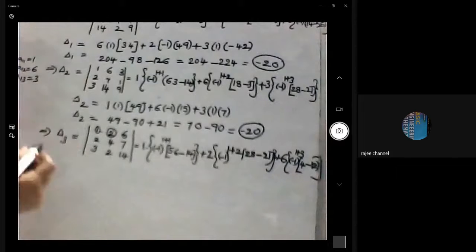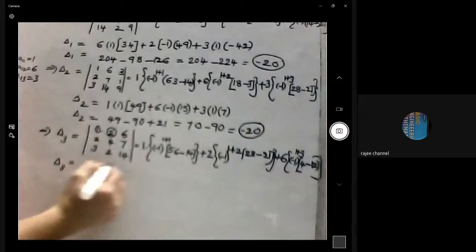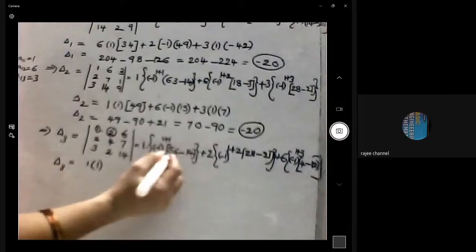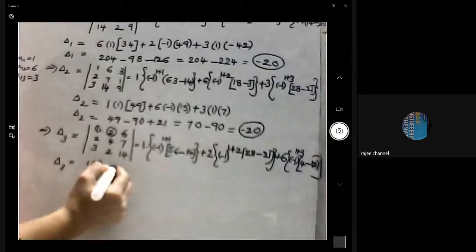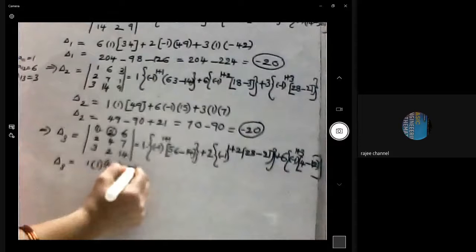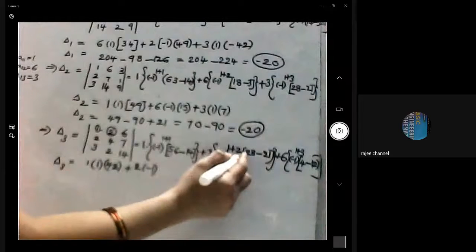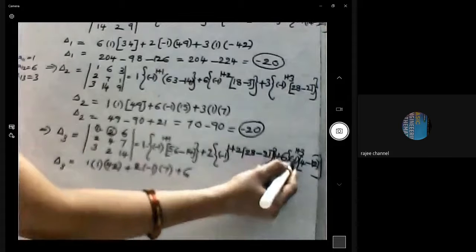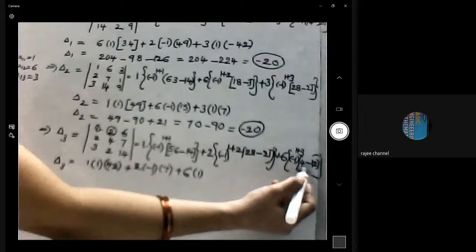Delta 3 equal 1 into this value, minus 1 whole square, positive 1 into 56 minus 40. So 56 is plus symbol. This is the greatest number. So 6 minus 4, 2. 5 minus 1, 4. Get 42 plus 2 into minus 1. Next, 28 minus 21 plus 7, plus 6 into minus 1 whole power 4. Take positive 1 into 4 minus 12. 4 minus 12 equal minus 8.